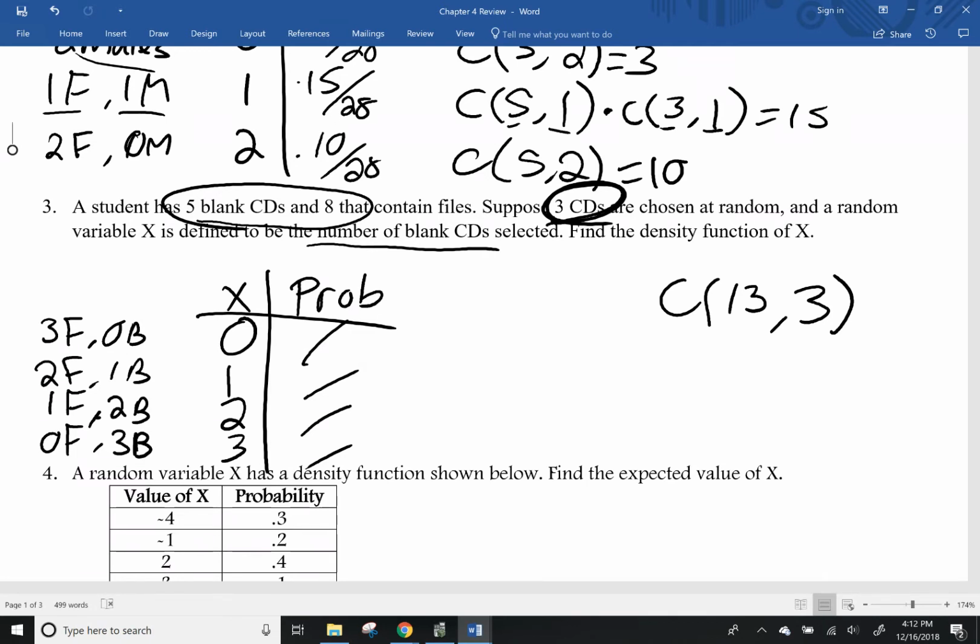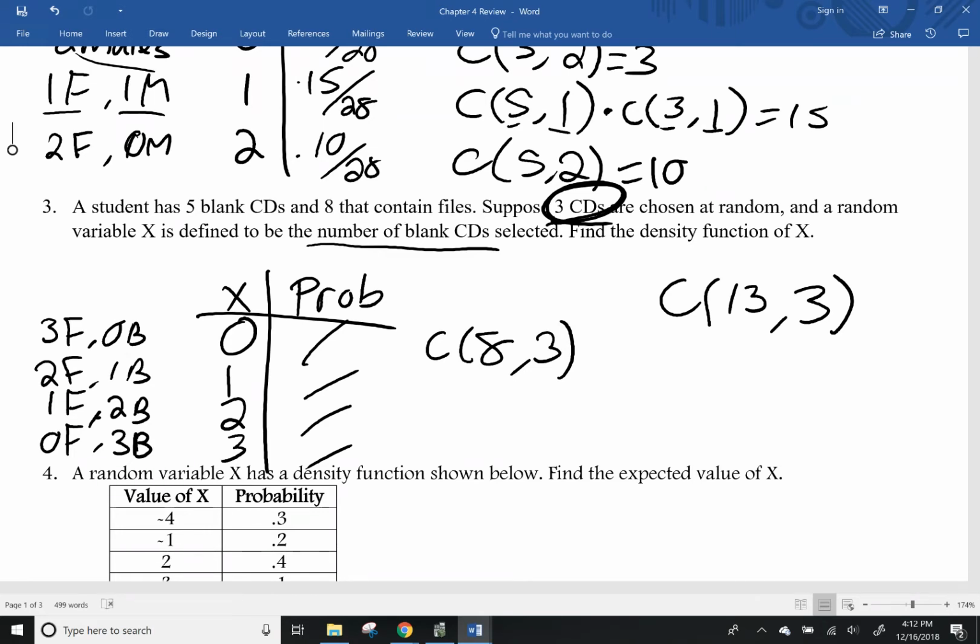So for the first one, 3 with files and 0 blank, this would be the combination of how many are there with files? There are 8 with files. So there are 8, and you're choosing 3 of them. And you're not choosing any blank, so you can just leave it at that.